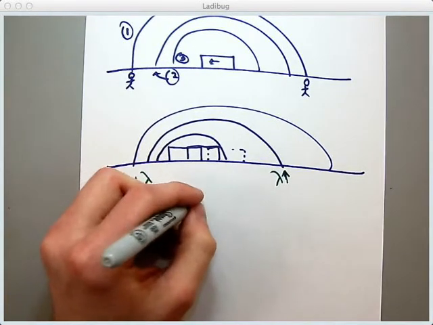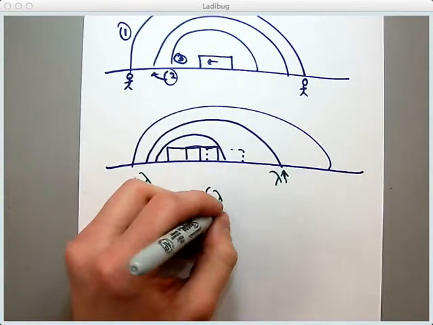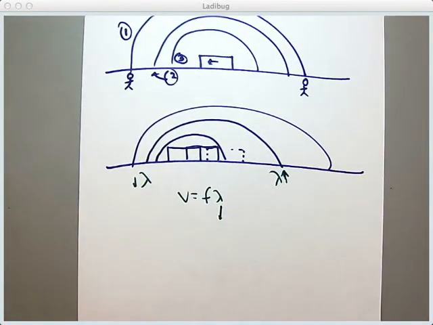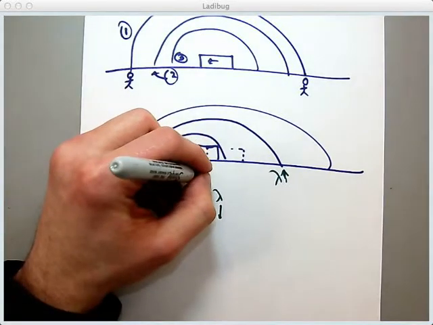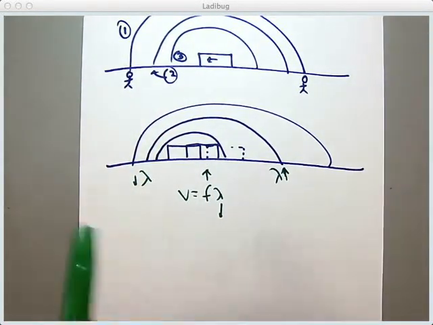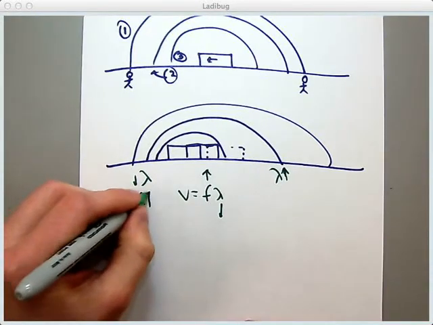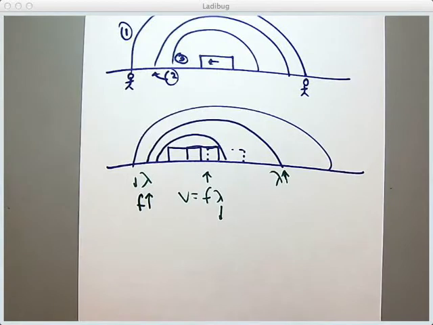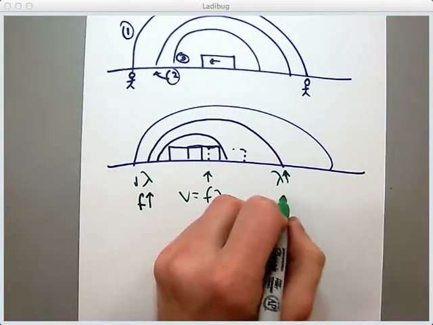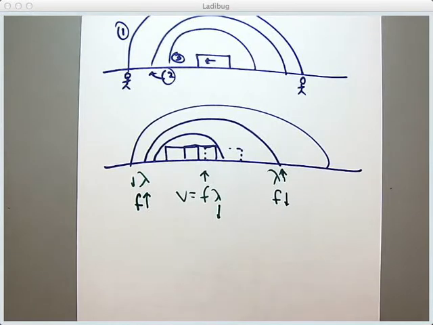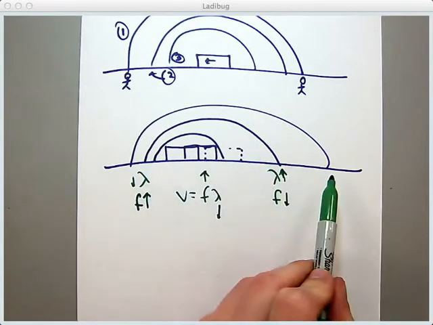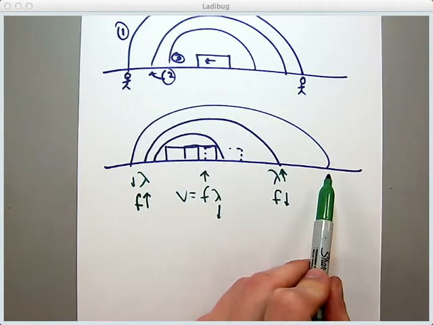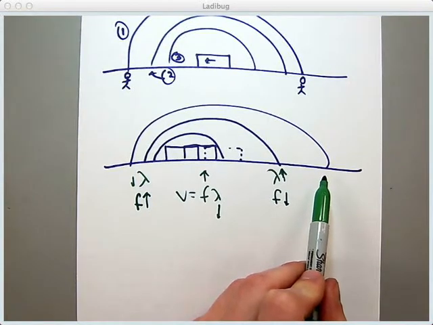Using the formula V equals F lambda, if I have a small wavelength, what is my frequency? Starts with an L. It starts with L, ends with large. Large, okay? So on this side, I'm going to end up with a large frequency. In other words, it's going to sound high. And on this side, I'm going to end up with a small frequency, so it's going to sound low. Do y'all see when this thing passes, I get a change in pitch? You say yes or no?